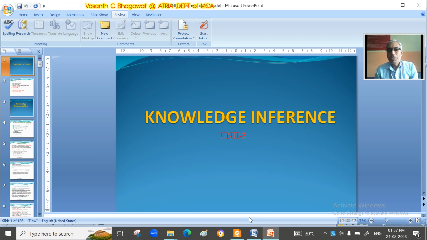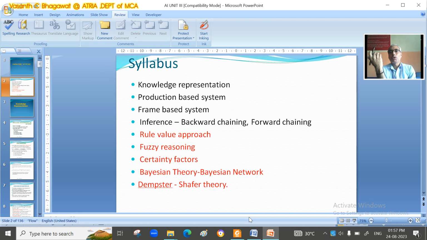Students, we are going to start with our third module, that is knowledge representation, or we can say knowledge inference. When you look at the topics we are going to cover in this module, we have got an introduction to knowledge representation.